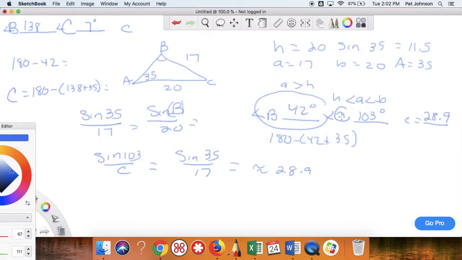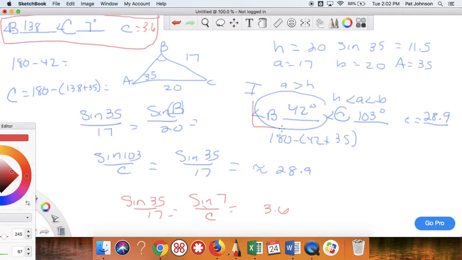Now this is solution 1. We're looking for solution 2, which is over here. I'm going to go ahead and use red. To find c, we take sine of what's given, 35 over 17, equals sine of 7 over c. Again, you use the butterfly method or whatever algebra method you want to find c, and we get c is approximately 3.6. So we have two sets of solutions. One is here with the obtuse angle, and one is here with the acute angle. We'll discuss more in class.